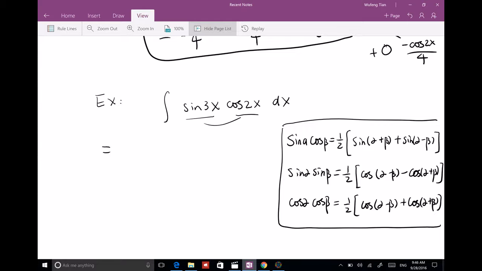If we have sine, cosine, then we just use the first formula. I will ask the student to help me here. Zijian, could you please help me continue? So sine 3x cosine 2x equals what? Can you press that button? Number 2. Which is 5x plus, which is x. Very good. Okay, thank you very much. Could you please continue?